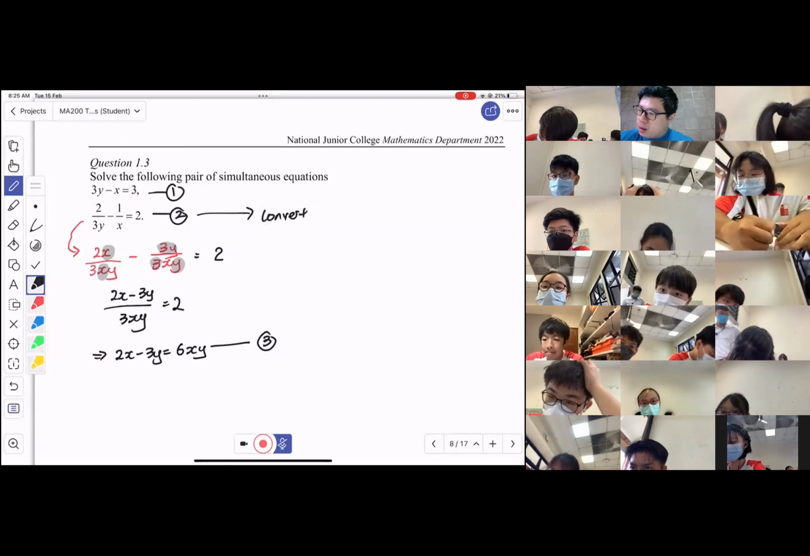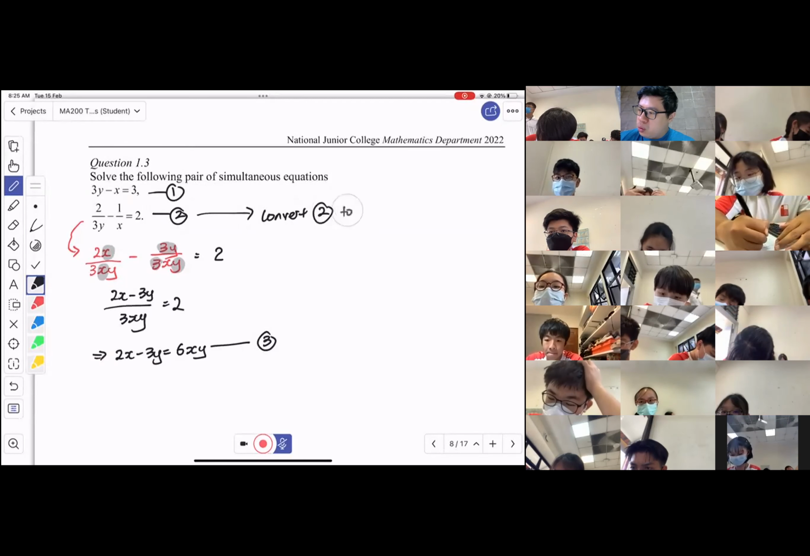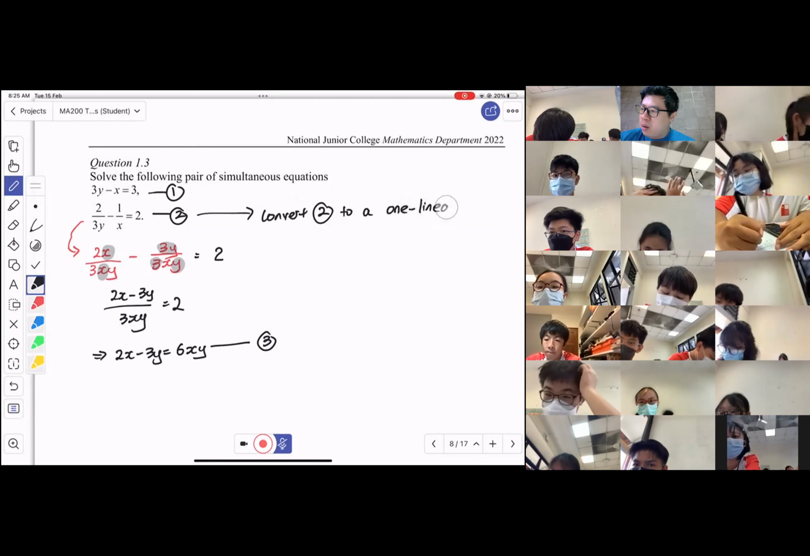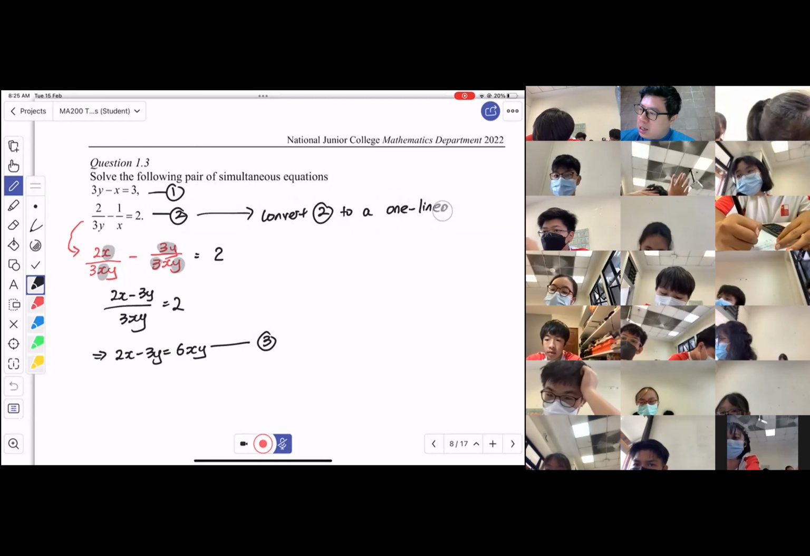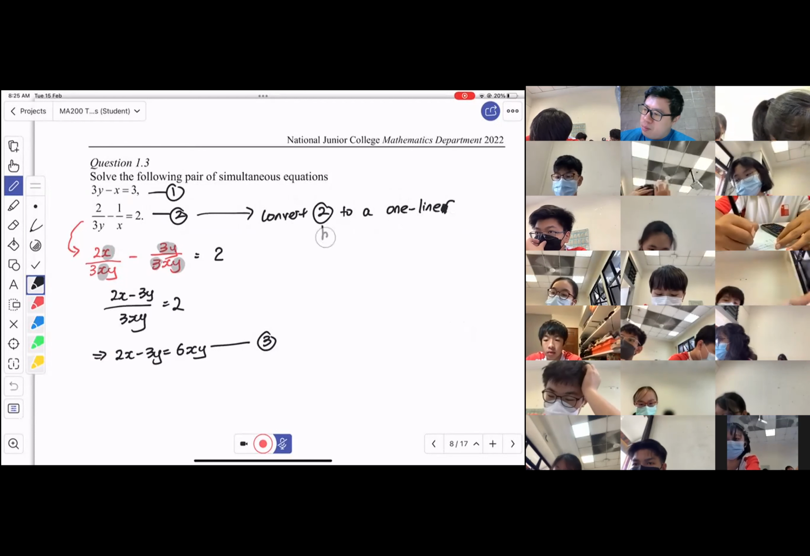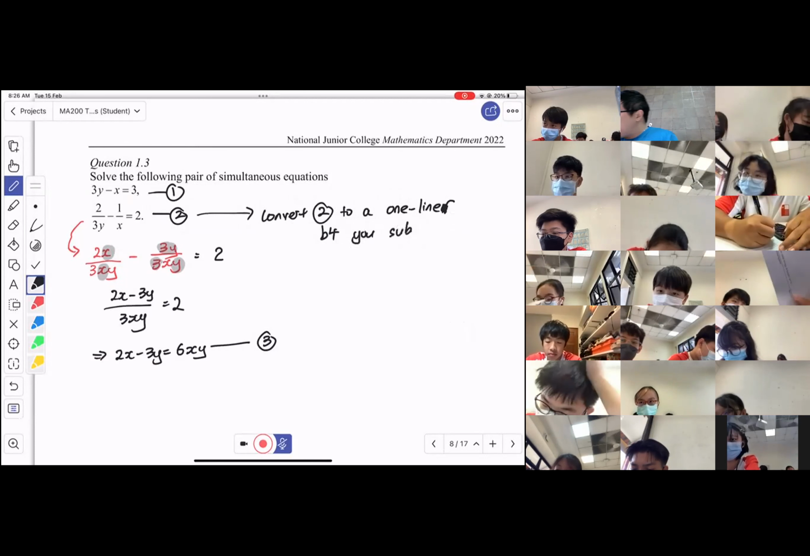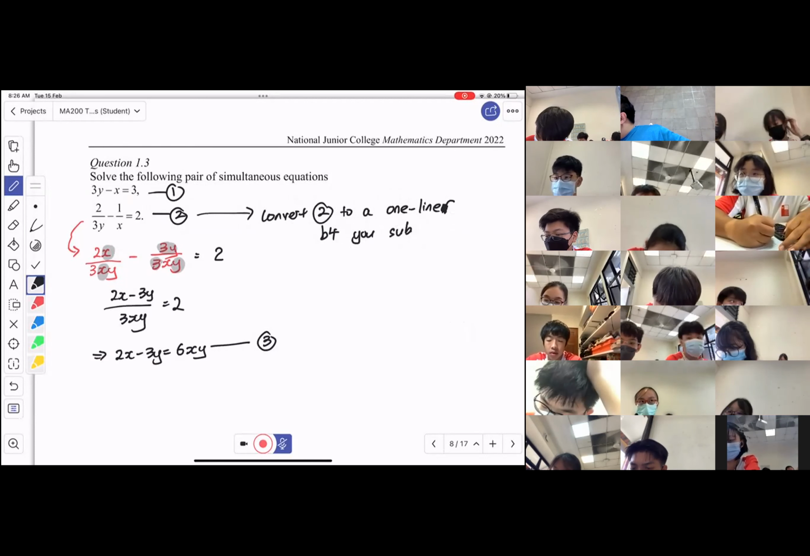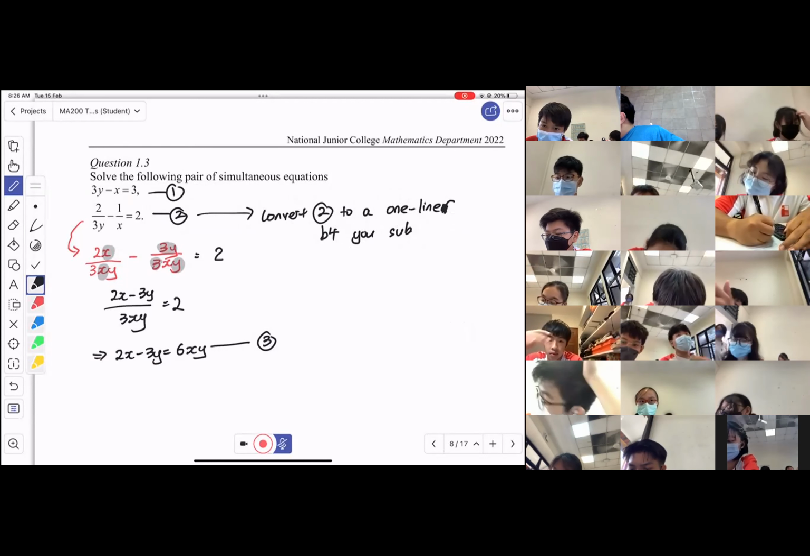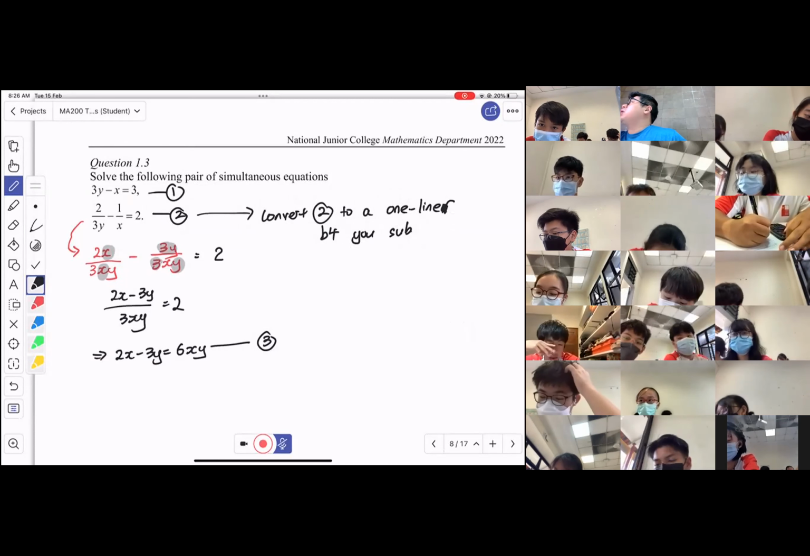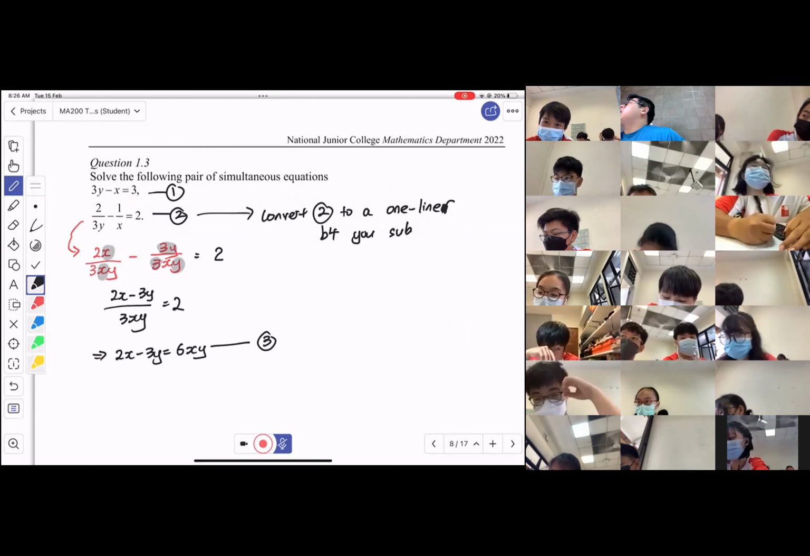Convert equation 2 to a one-liner. I can't call it linear, but I can say this is called a one-liner. Make it a one-liner before you sub, so that you don't face so much problem. Okay. B equals 1 or B equals -2.